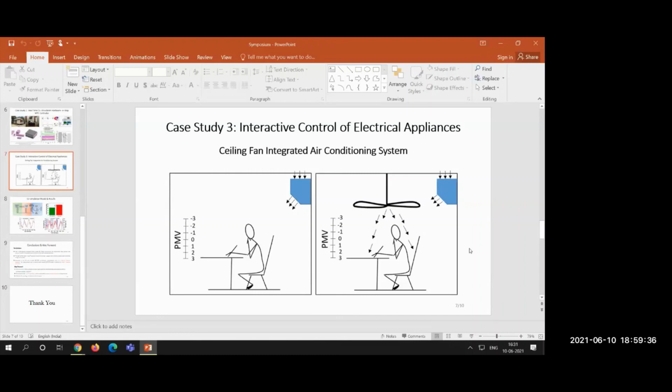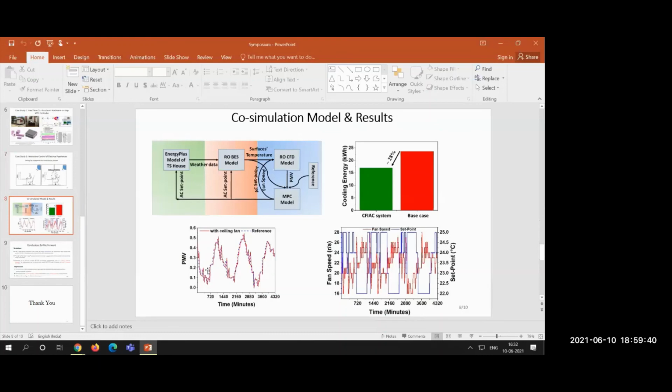I am not controlling energy consumption. I am tracking thermal comfort, right? Suppose here the red one is for the AC and fan, and the dotted one is the reference point. You can see that it tracked this reference point with the different set points and ceiling fan speeds. Okay, that I got, but what about energy consumption?